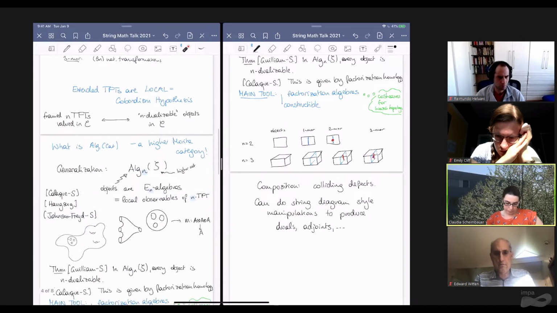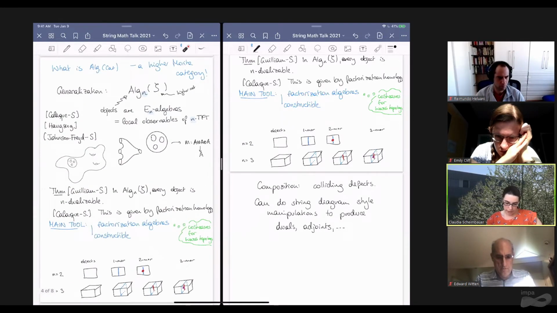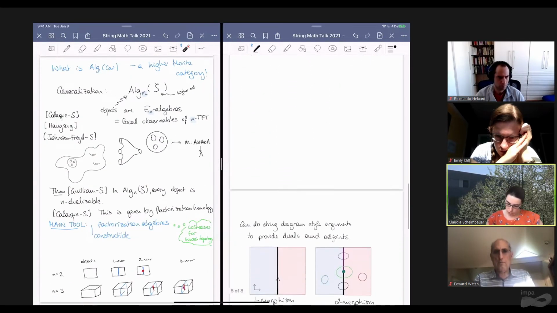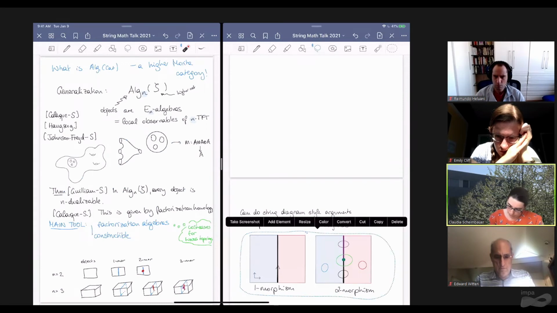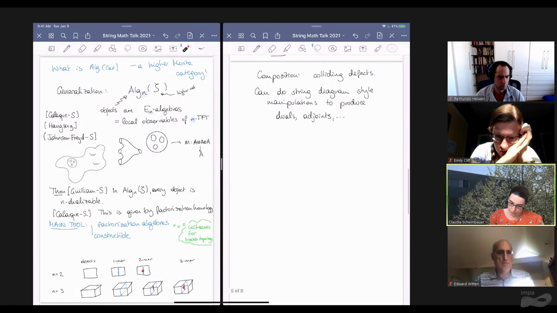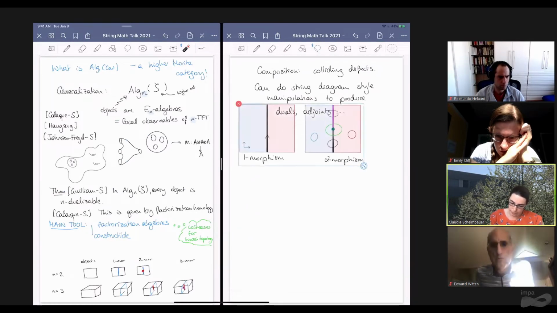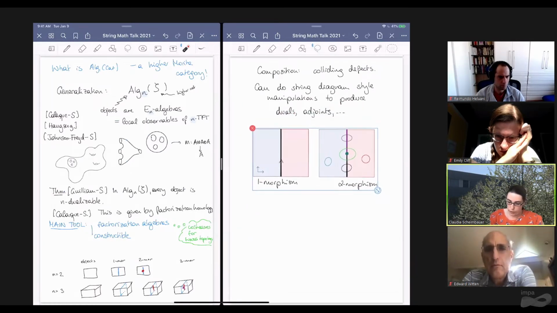Right, so we'll go to the first picture here. Maybe let's analyze this a little bit more. Maybe before we go into more details here, are there any questions at this point?